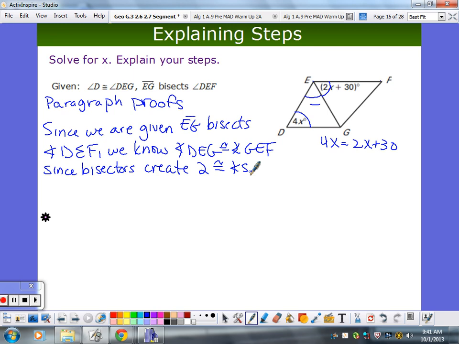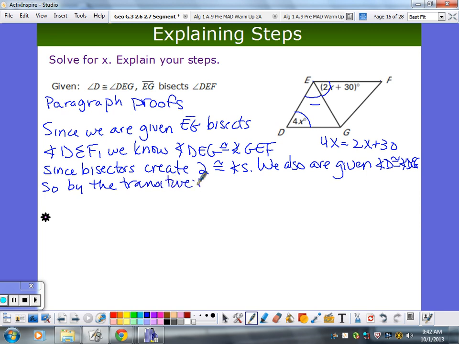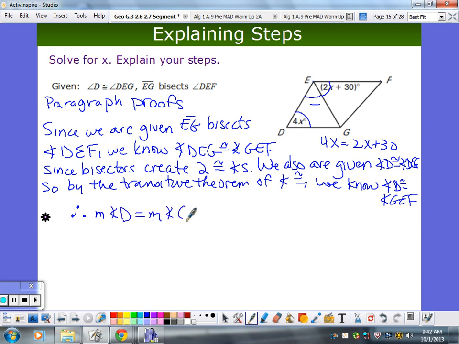Okay, what else do we know now? We also know, we also are given angle D is congruent to angle DEG. So by the transitive theorem of angle congruence, we know what? Angle D is congruent to angle GEF. Right? Let me just write this stuff out. Therefore, their measures are equal. These three dots mean therefore. Therefore, the measure of angle D equals the measure of angle GEF.